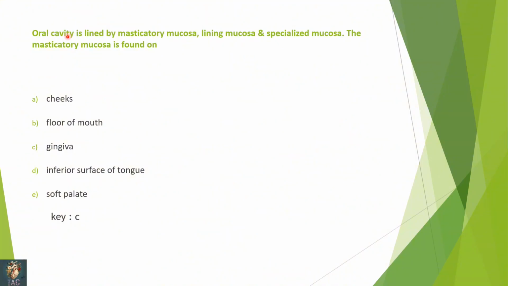Next MCQ: the oral cavity is lined with masticatory mucosa, specialized mucosa, and lining mucosa. Masticatory mucosa is found basically on the cheeks, floor of mouth, gingiva, inferior surface of tongue or soft palate. So this is basically present on gingiva.